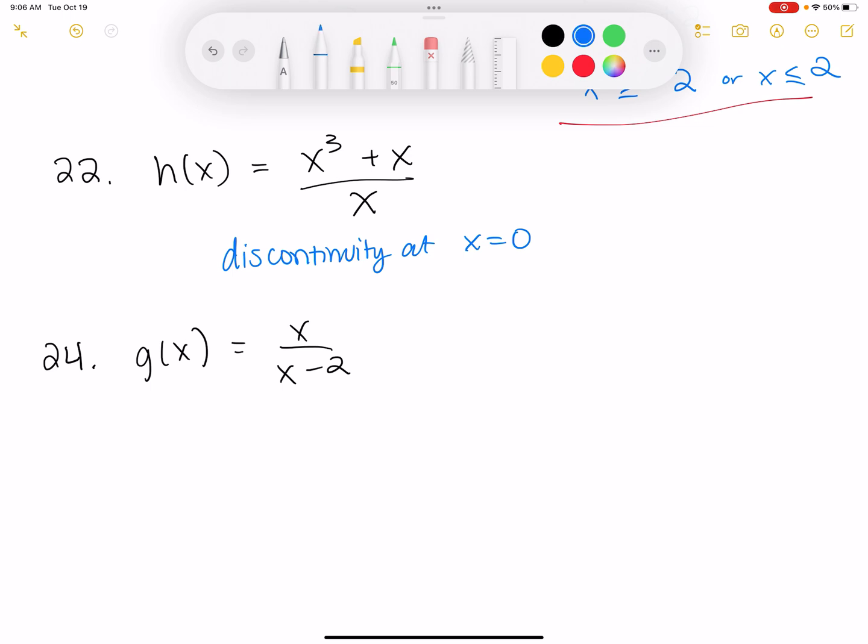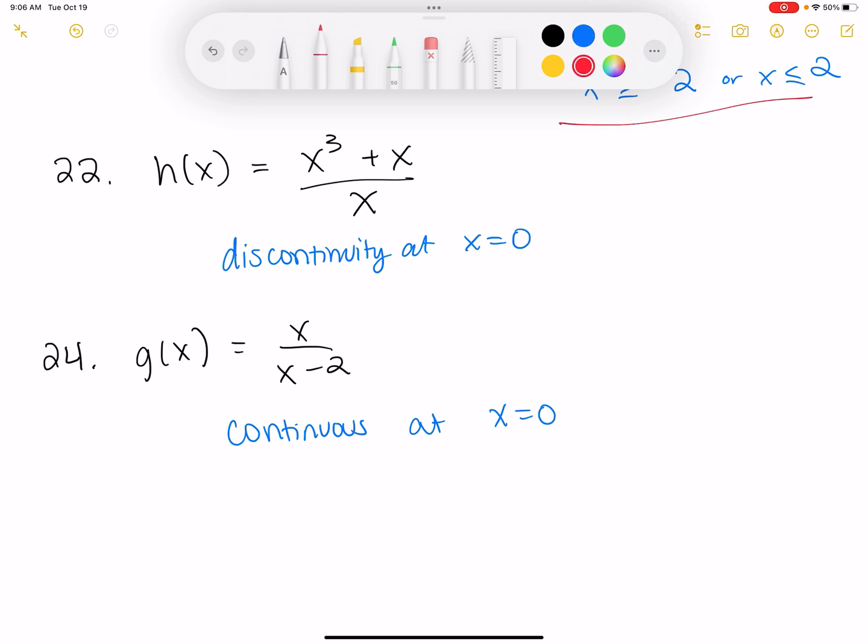All right, with this one, what happens if I plug in 0? You're fine. You can have 0 on top, right? Because that just means it's equal to 0. And if x is 0, I'm still left with -2 on the bottom, so I don't have any issues there. So it is continuous at x is equal to 0.